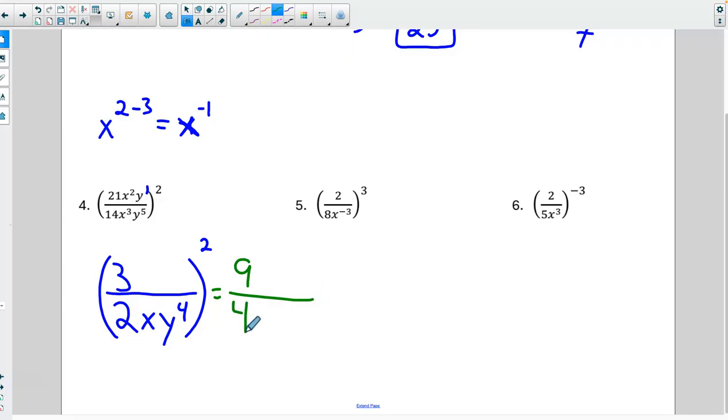What's x squared going to be? x squared. Yeah. What about y to the 4th? What's that going to become? y to the 8th, because we have our exponent as 4 times 2. So power to a power translates to multiplying. So that's what we get. We get an 8 right here. Can I reduce the 9 and the 4? No. That's our final answer.